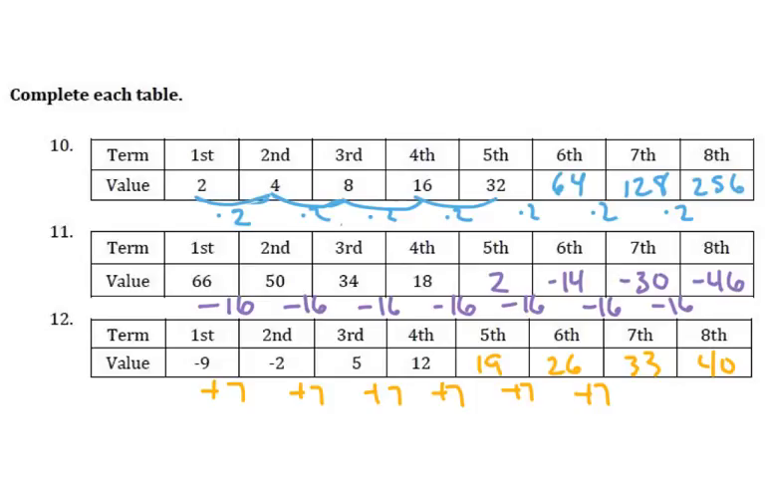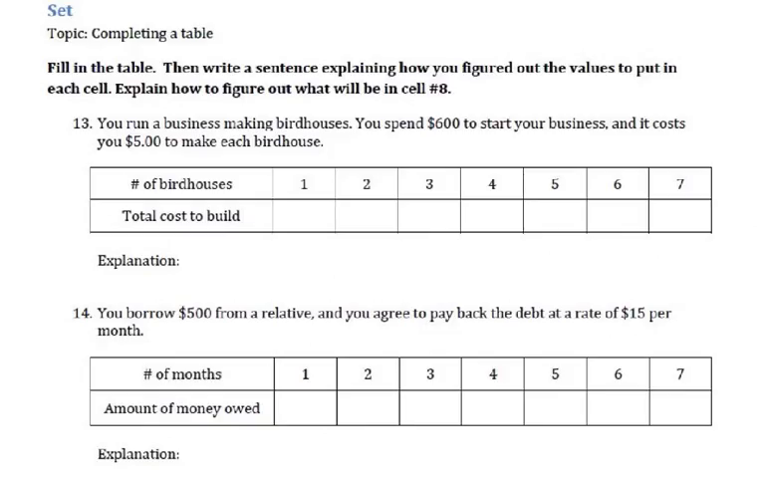Okay, so just completing each table, which is actually what goes on in the next problems, right? They're just giving you a story problem to do it from. So fill in the table, explain how you'd figure out what would be in cell number 8. That's the explanation down here. How you'd find that next number. What could you do?